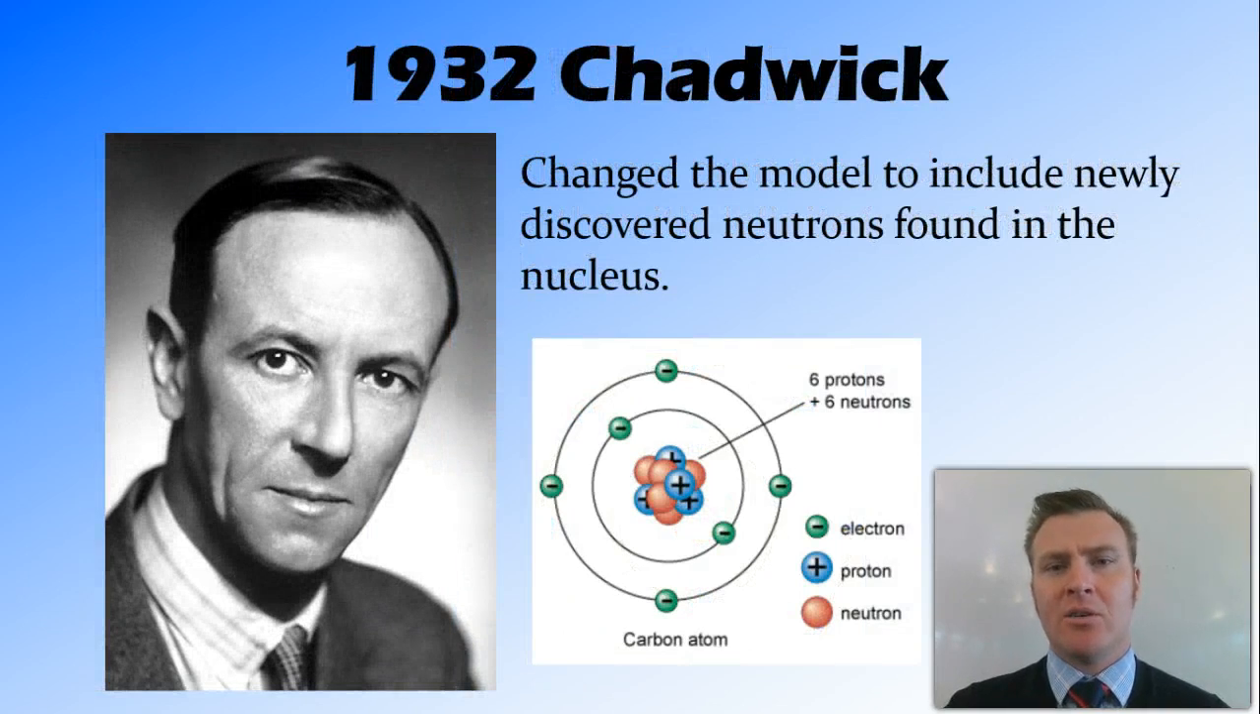In 1932, Chadwick had to change the model again, and this was because neutrons had been discovered. And so he changed it to put the neutrons in the nucleus. So the neutrons and protons are found inside the nucleus. He left the electrons pretty much unchanged from Niels Bohr in their quantized energy shells. So he pretty much just changed how we see the nucleus. And this is the current model of the atom that we use today.